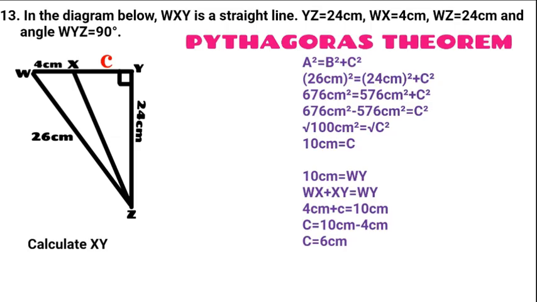Now remember I said there where it's written 24 centimeter, it is 26 centimeter. And the question should read as follows. In the diagram below, wxy is a straight line, yz is equal to 24 centimeter, yx is equal to 4 centimeter, wz is equal to 26 centimeter, and angle wyz is equal to 90 degrees. That's how the question should read. Otherwise, 6 centimeter was the correct answer that examiners were expecting from you, cadence. Let's go to question number 14.